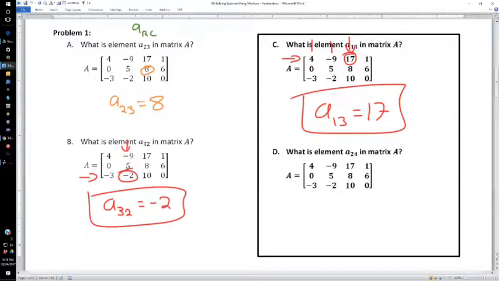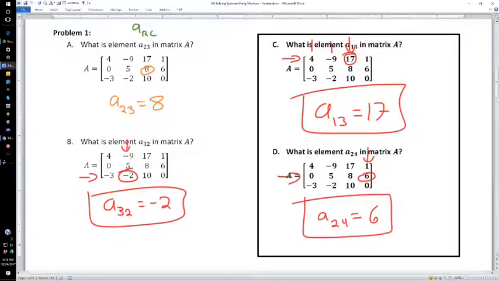Okay. A24. All right, that's row 2. This is column 4, so that's the 6. So A24 equals 6. Cool? And that's how we identify these. All right, we're going to pause and turn the page.